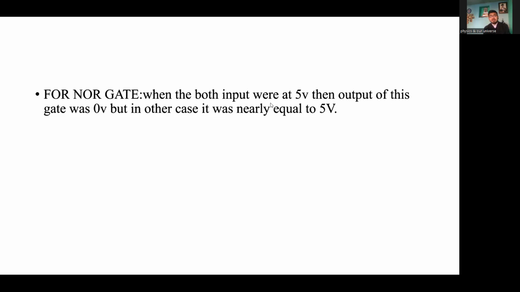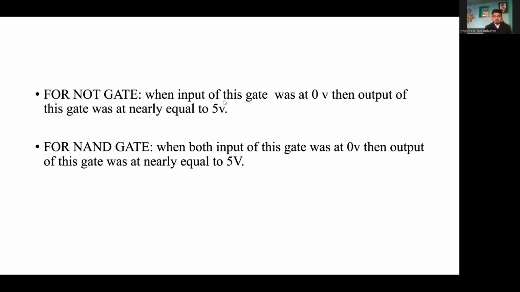When both inputs are at 0 volts, then the output of this gate, when both inputs are 5 volts, was 0 volts. Yes, when both inputs were at 5 volts, the output of this gate was 0 volts, but in other cases it was nearly equal to 5 volts.